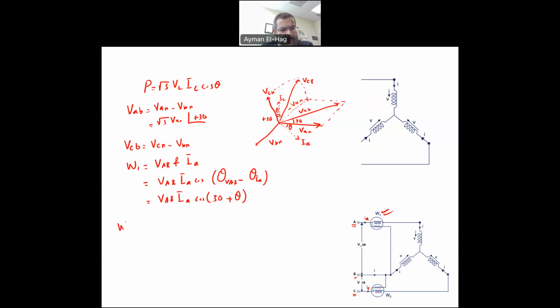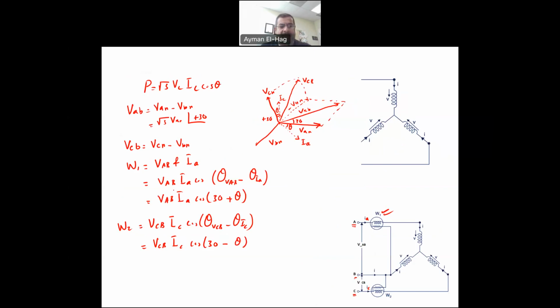Now, if you go to W2, which is basically VCB times IC cosine of the angle between VCB and IC. So this is equal to VCB IC cosine. Now, when you look here, what is this angle between VCB and IC? It is 30 minus theta.